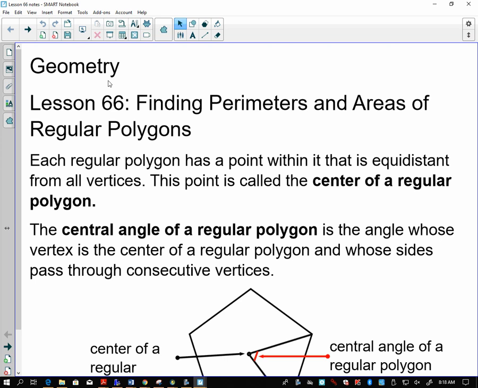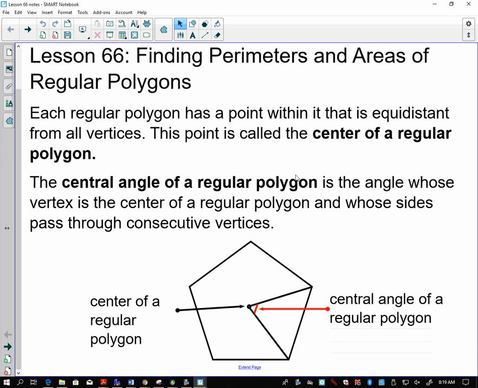Geometry lesson 66, finding perimeters and areas of regular polygons. So obviously we already know how to find perimeter and area of squares, rectangles, parallelograms, circles, triangles, those types of things. What we're looking at today are things beyond that, something beyond a quadrilateral. That's why what you see up here starts off with a pentagon.